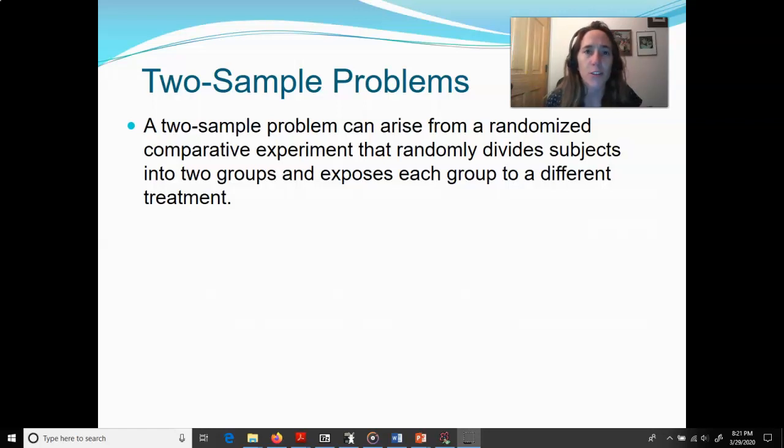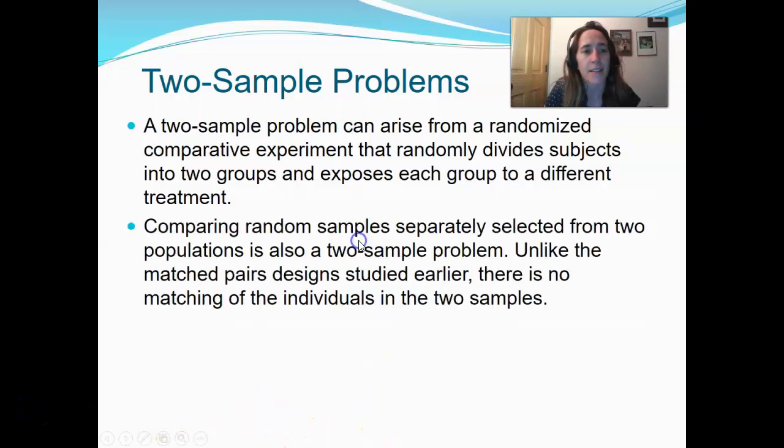A two-sample problem can arise from a randomized comparative experiment that randomly divides subjects into two groups. Think about a treatment group and a control group in the medical world. It exposes each group to a different type of treatment, as we have seen in the past. Comparing random samples separately selected from two populations is also a two-sample problem. Unlike the matched pairs design studied earlier, there's no matching of the individuals. So we're not pairing up one individual from before, doing a treatment, and then measuring the same individual. These are two different groups of people.